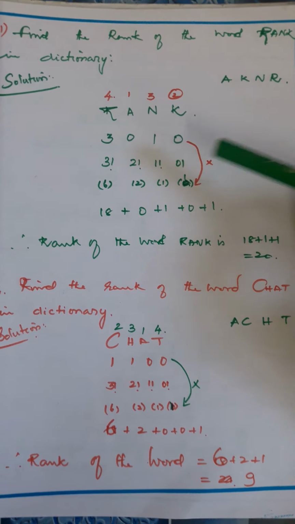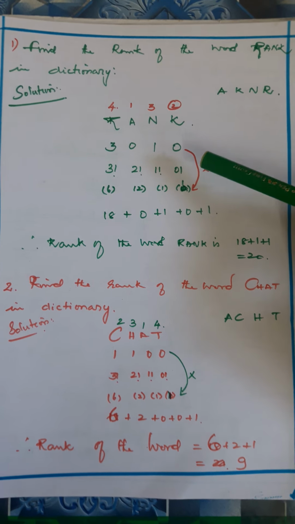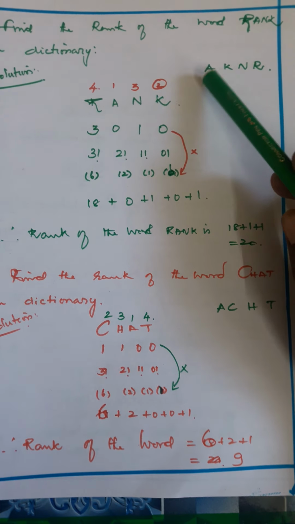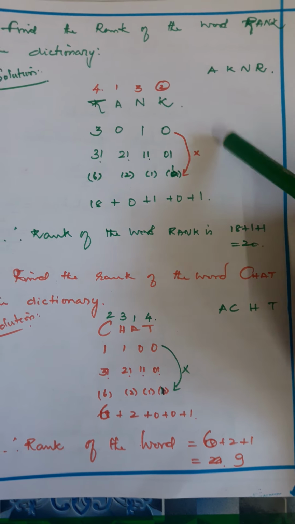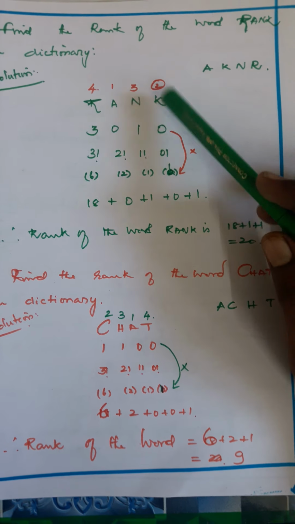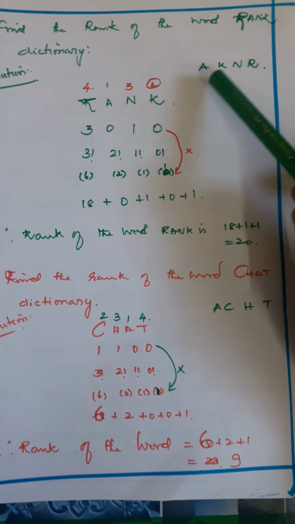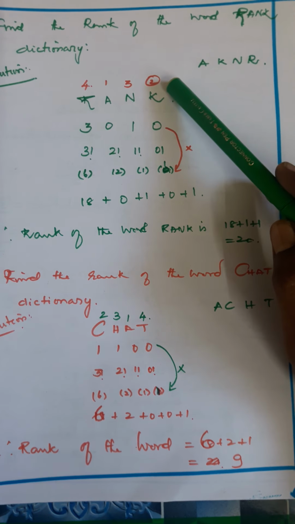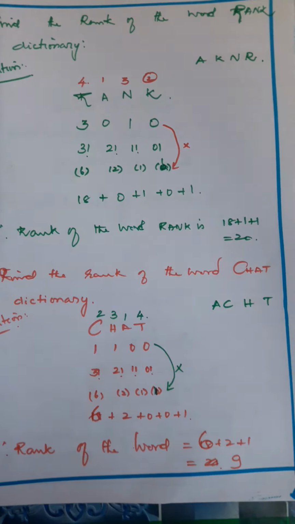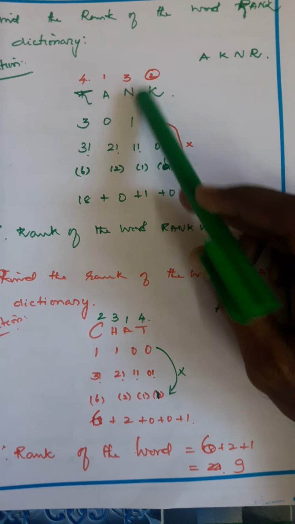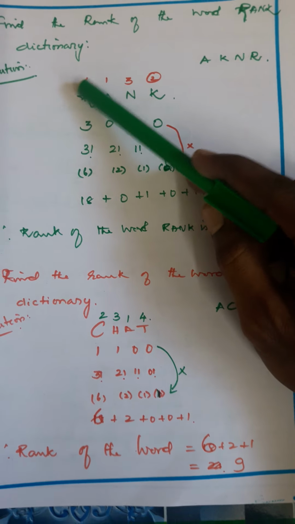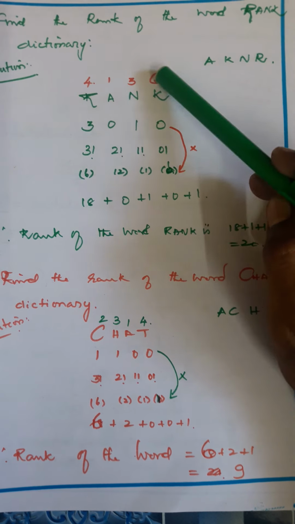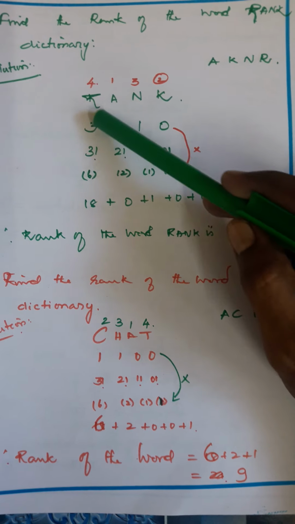How to find the rank? In your textbook you have a different method, and I am going to explain a different method. First write the letters in alphabetical order: A, K, N, R. Give the numbers 1, 2, 3, 4, and write the order of numbers on top of the letters. The first number is 4. After that, how many numbers do you have? 1, 3, 2. Three numbers are less than 4.